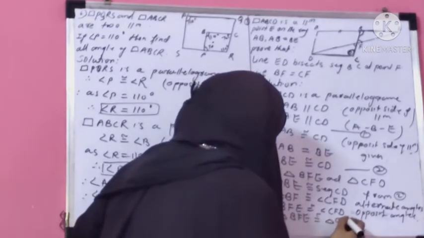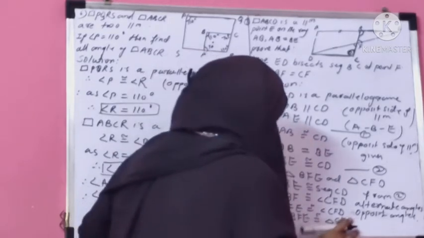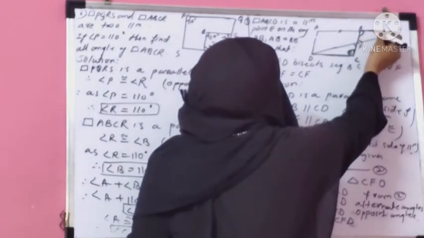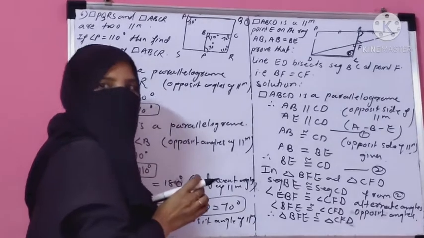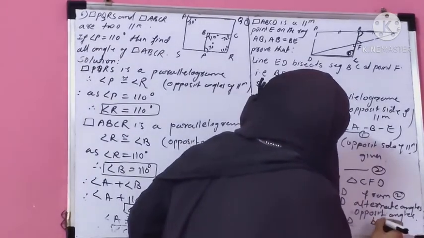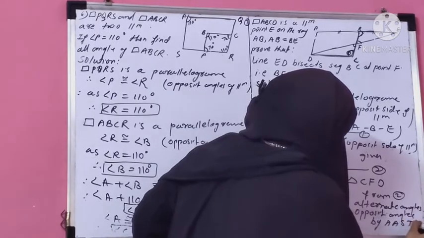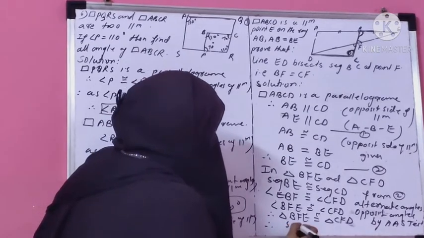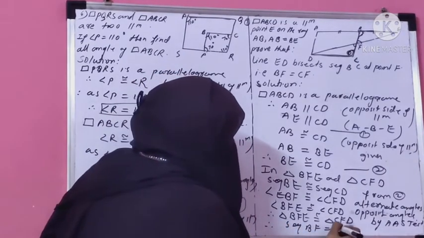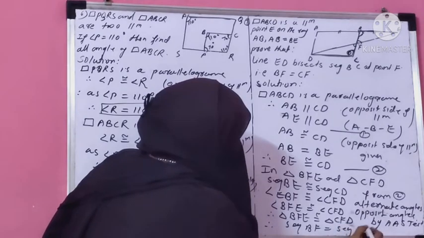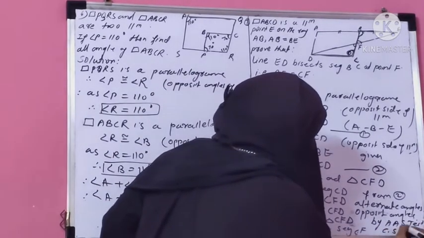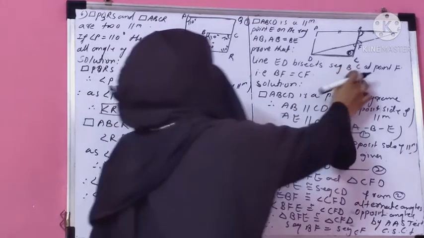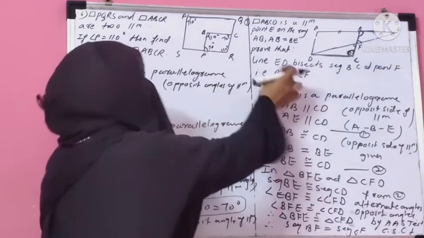is congruent to the triangle CFD. Now the test is angle, side, angle. Which test is it? By AAS test, or you can say the ASA test. So therefore, segment BF is equal to CF, corresponding sides of congruent triangles. Now write the final answer. So therefore, line ED bisects segment BC at point F. After this line, write this line.